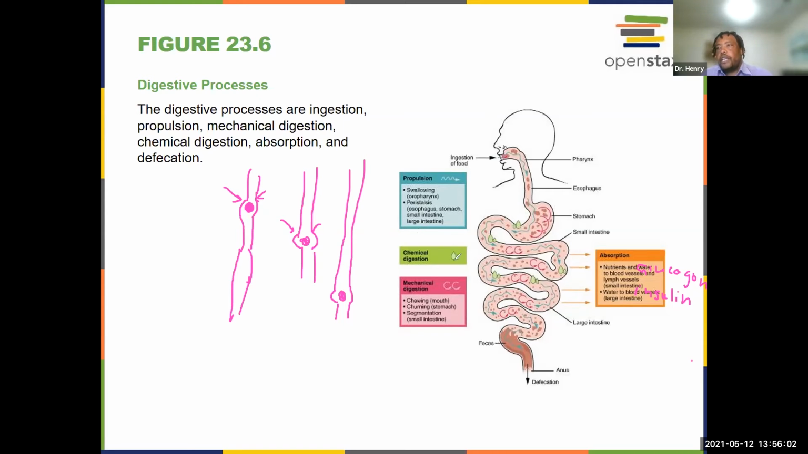Okay, so our chemical digestion is going to be happening primarily here in the stomach area and in our intestines.